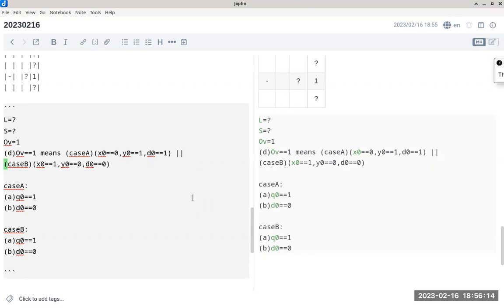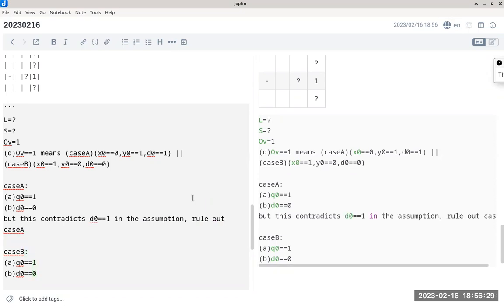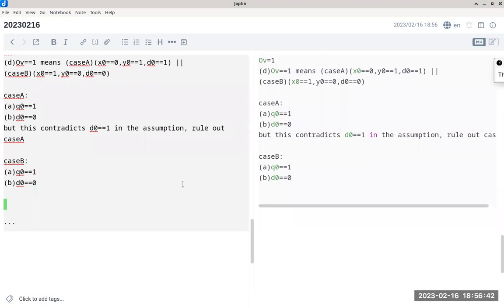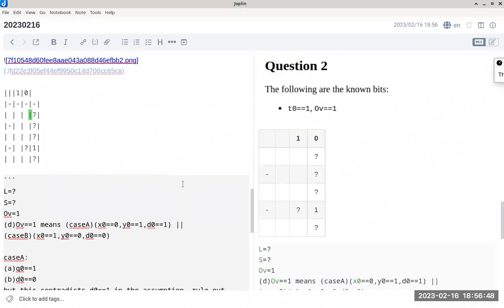So what we do here is to say, this contradicts d0 being a 0 in the assumption. So now we can rule out case A. Case B is the good one, because in case B, d0 is 0 in the assumption, but it is also ending up as a 0 as we went through the computation. After that, we can update the table: we got a 1 here, a 0 here, a 1 here, and a 0 over here. I know we are running out of time, so I'm not going to quote the rule name here.